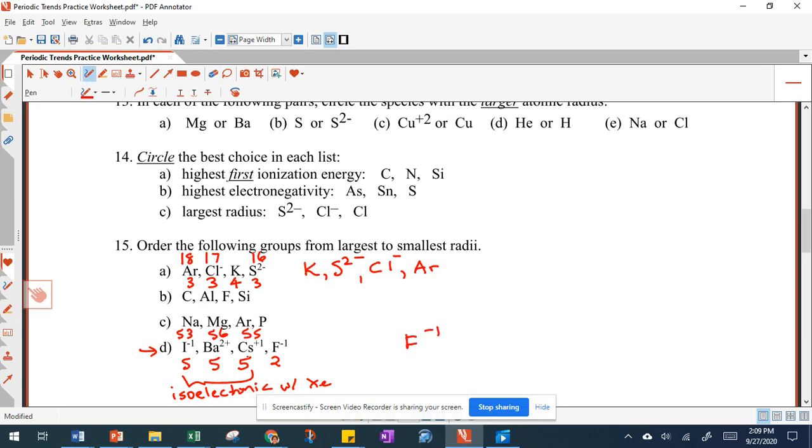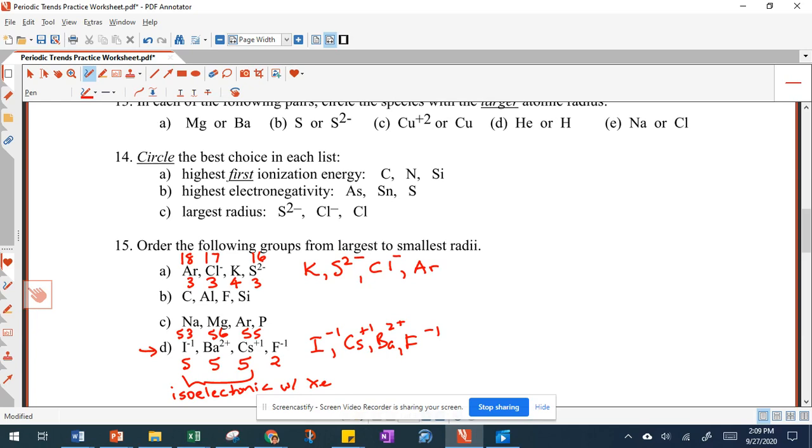Okay, so of the 3 of those, the largest one will be the one with the fewest number of protons, which will be iodine. So that will be the least able to pull those electrons in. The next one would have the next smaller number of protons, which would be cesium plus. And then the last one would be the one with the most protons, which would be barium 2 plus. And that would be our ranking.